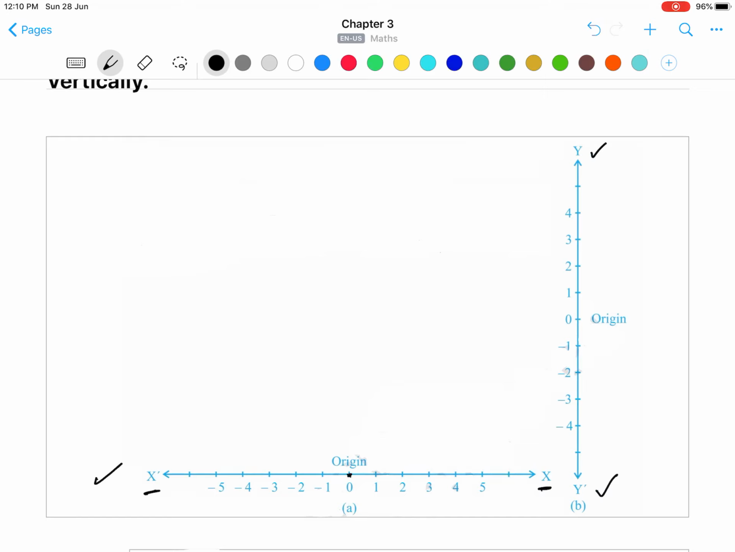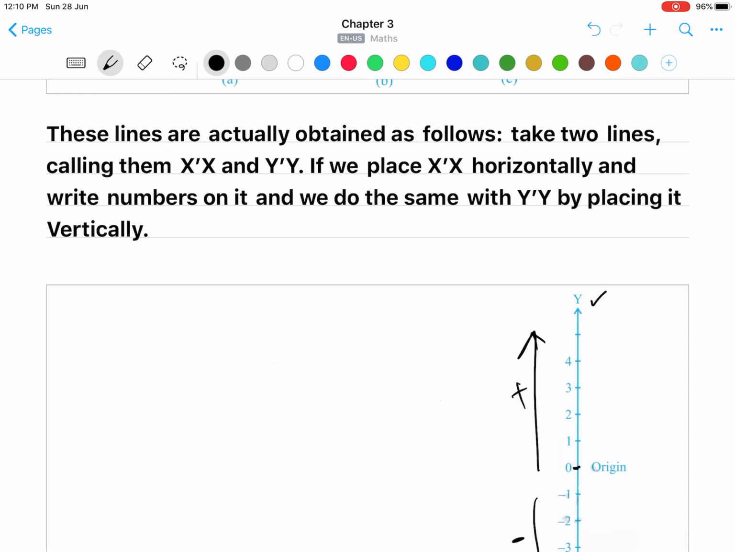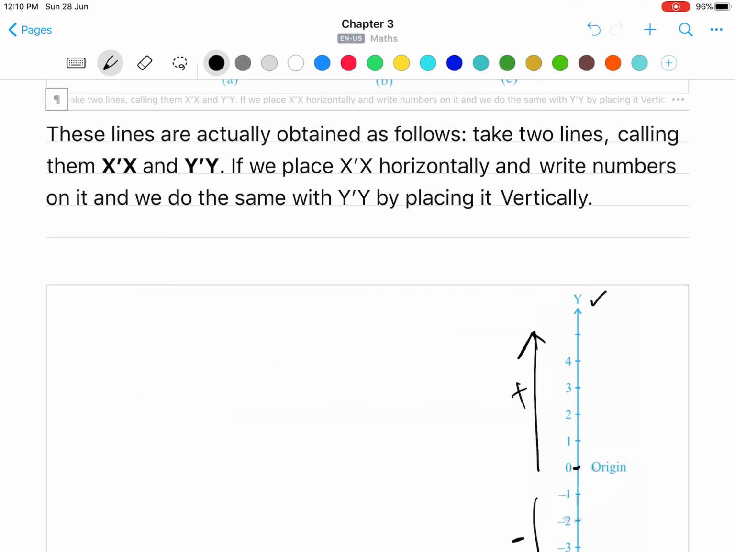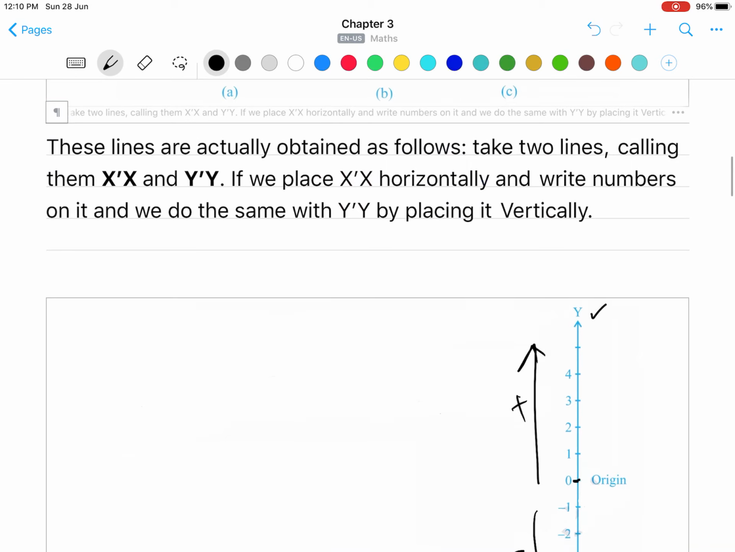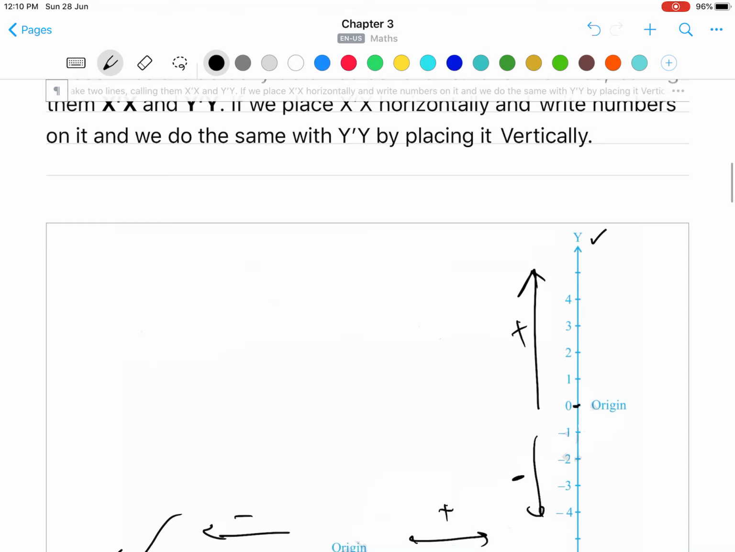In both cases, in the middle we have the origin, and on this side we have positive numbers, and on this side we have negative numbers. Similarly, in this y line or number line, on the upward side we have positive numbers, and on the downward side we have negative numbers. So what he did is, these two lines are actually obtained as follows. The two lines, calling them x dash x and y dash y. If we place x dash x horizontally and write the numbers on it, and we do the same with y dash y by placing it vertically.